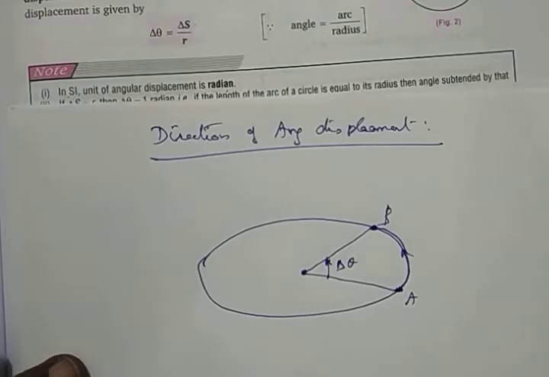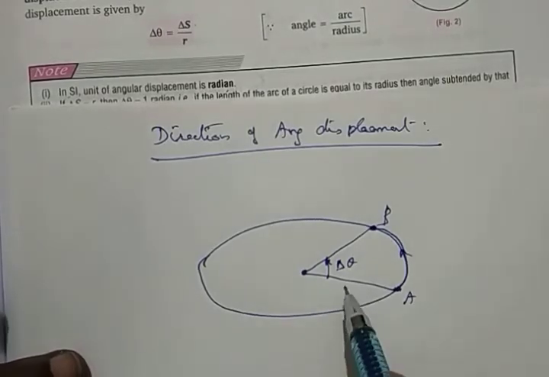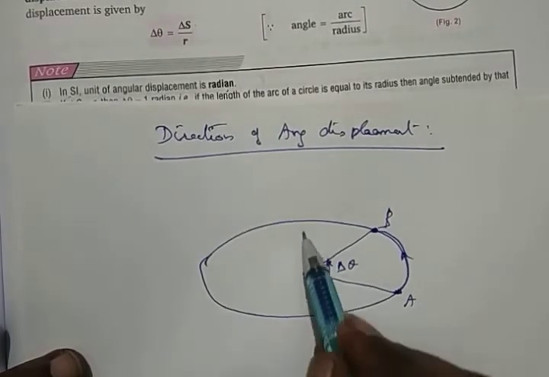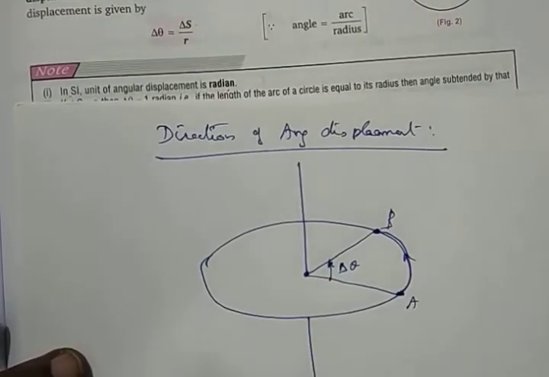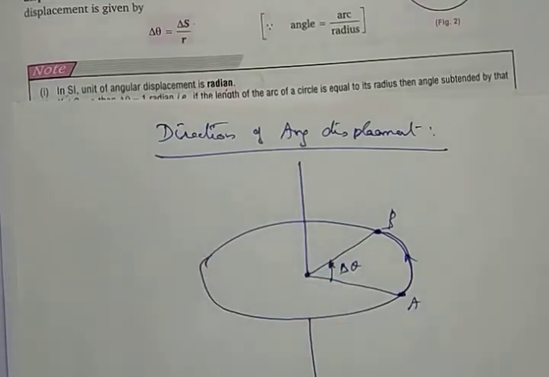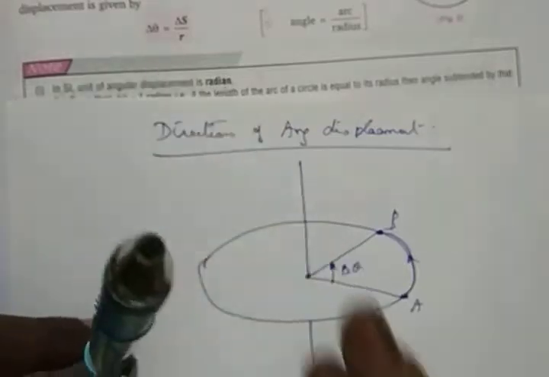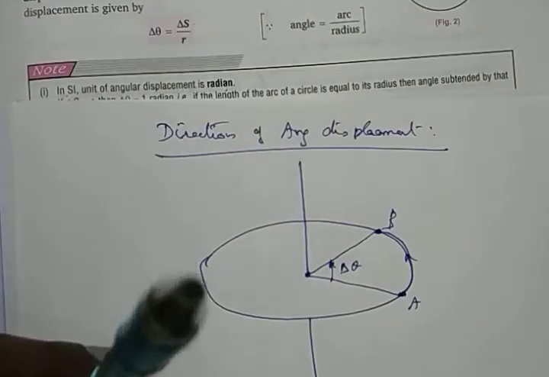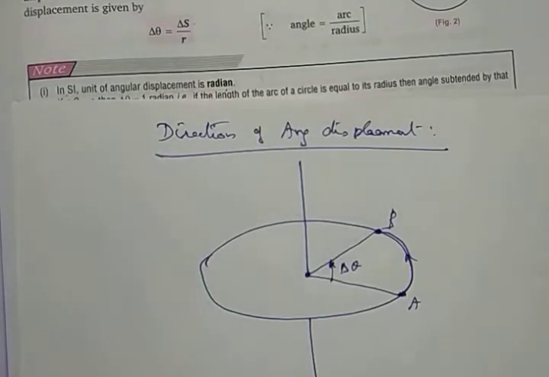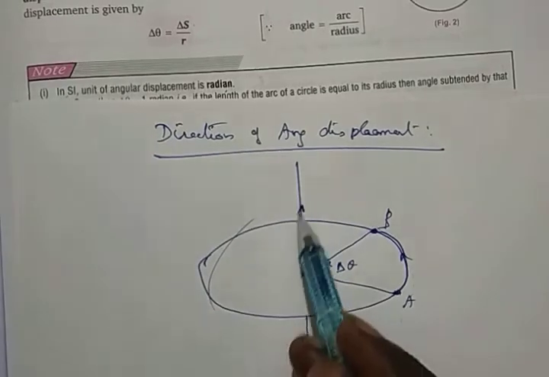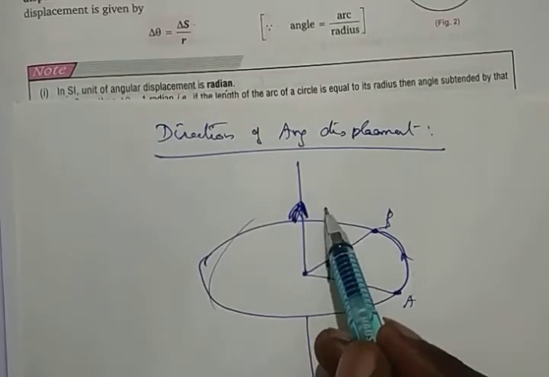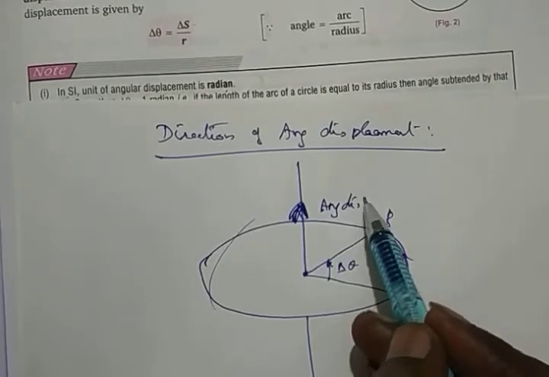When it goes like this, the angular displacement will be along the axis. Please remember, along the axis. You need to just grab it like this. If a pencil or pen is there, you just hold it. Now the fingers will point along the circle. You grab it and the fingers go wrapping around in the direction of the motion. So this is the direction of angular displacement.